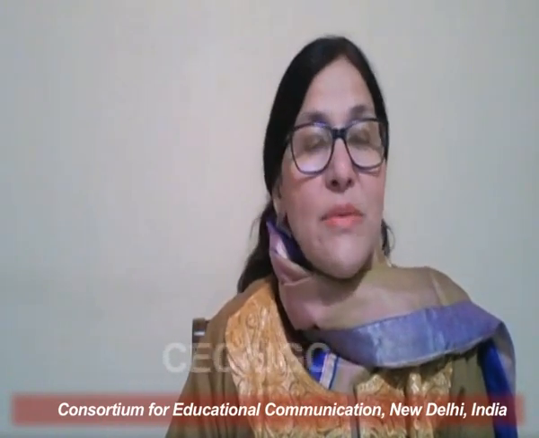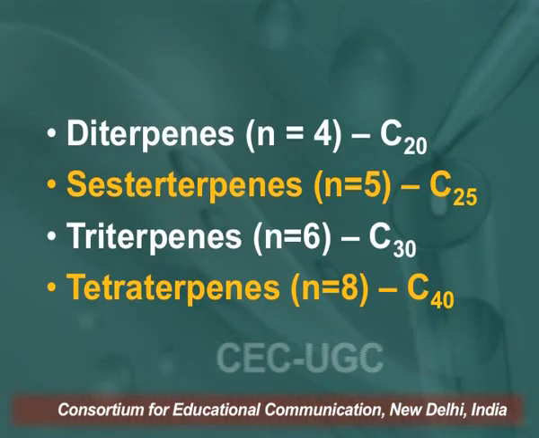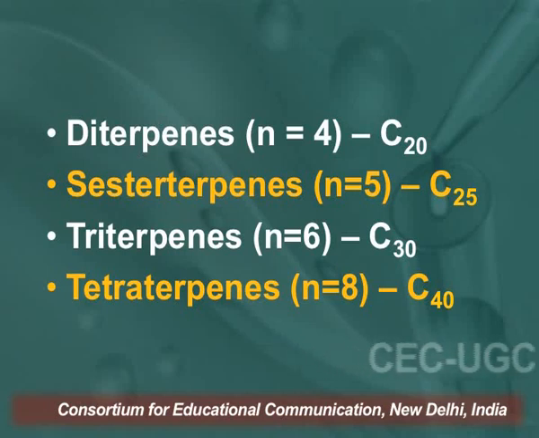Similarly, in sesquiterpenes, n is equal to 5, so the carbon number will be 25. In triterpenes, n is equal to 6, so the carbon number here will be C30.